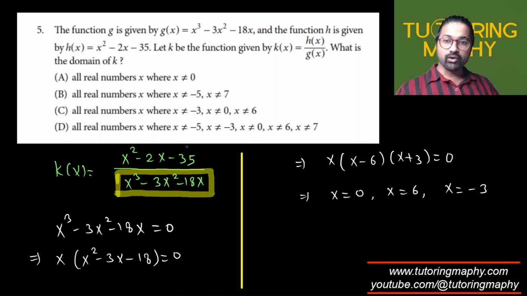So it means that all the real numbers are allowed except -3, 0, and 6. Clearly they have written not equal to over here. So option C is the best choice for us, if it makes sense.